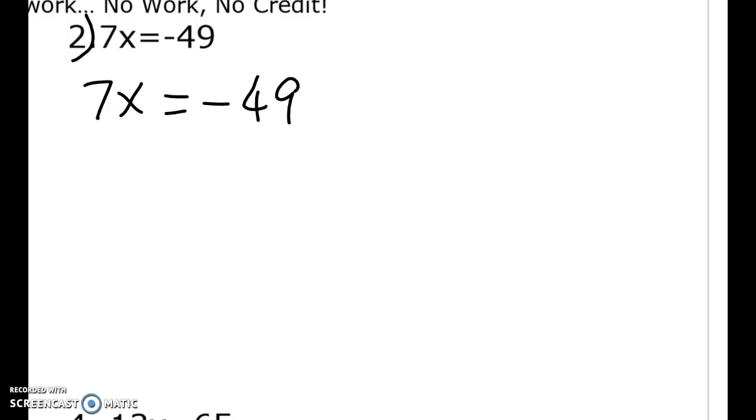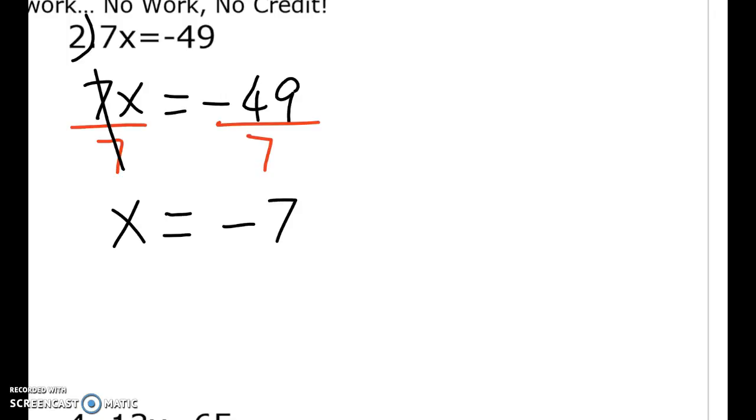And now when we have a multiplication, 7x equals negative 49. So what we do is the inverse operation. The inverse operation of multiplication is division. So we divide both sides by 7. So that 7 divided by 7 is 1. 1 times x equals x. And now negative 49 divided by 7, negative divided by positive is negative. 49 divided by 7 is 7.